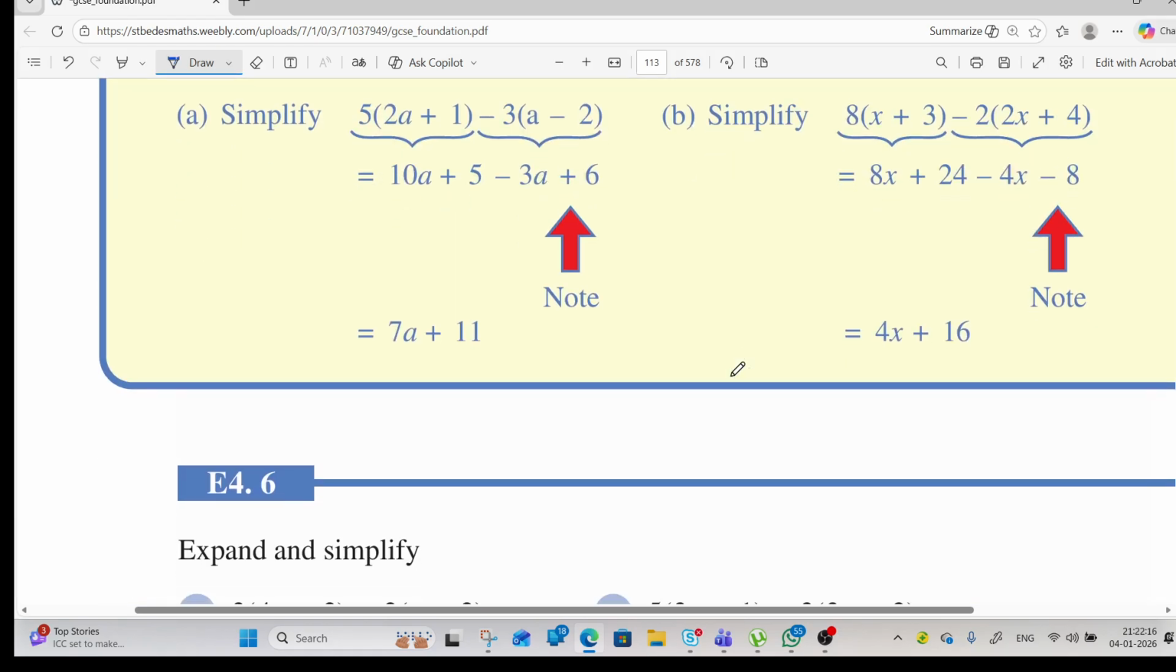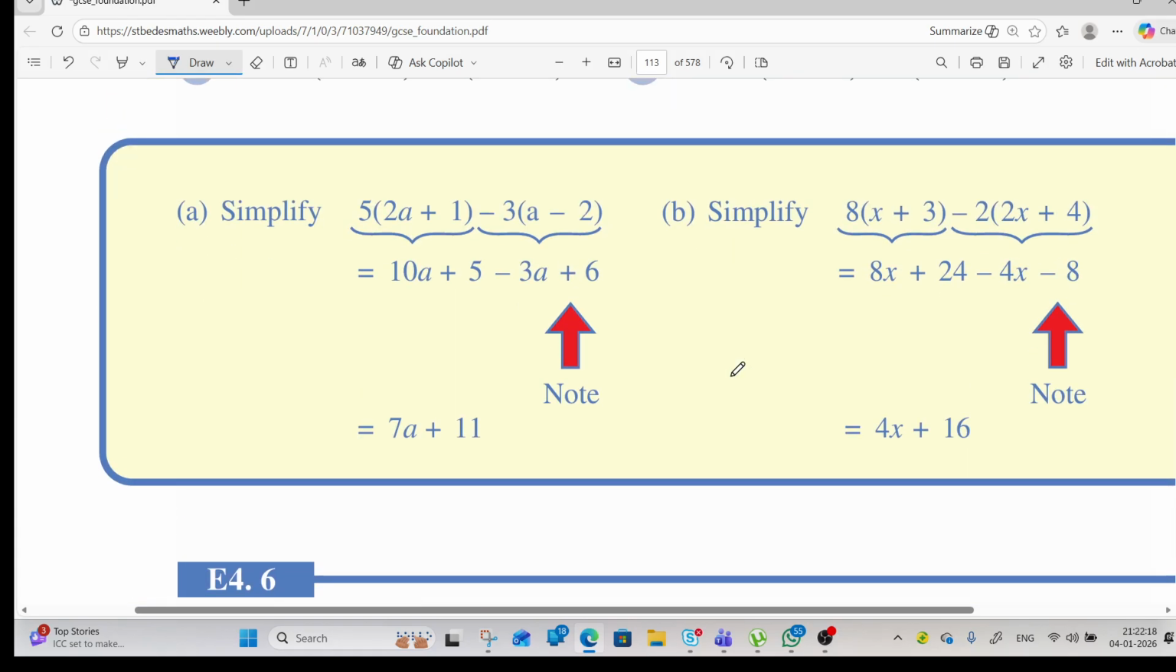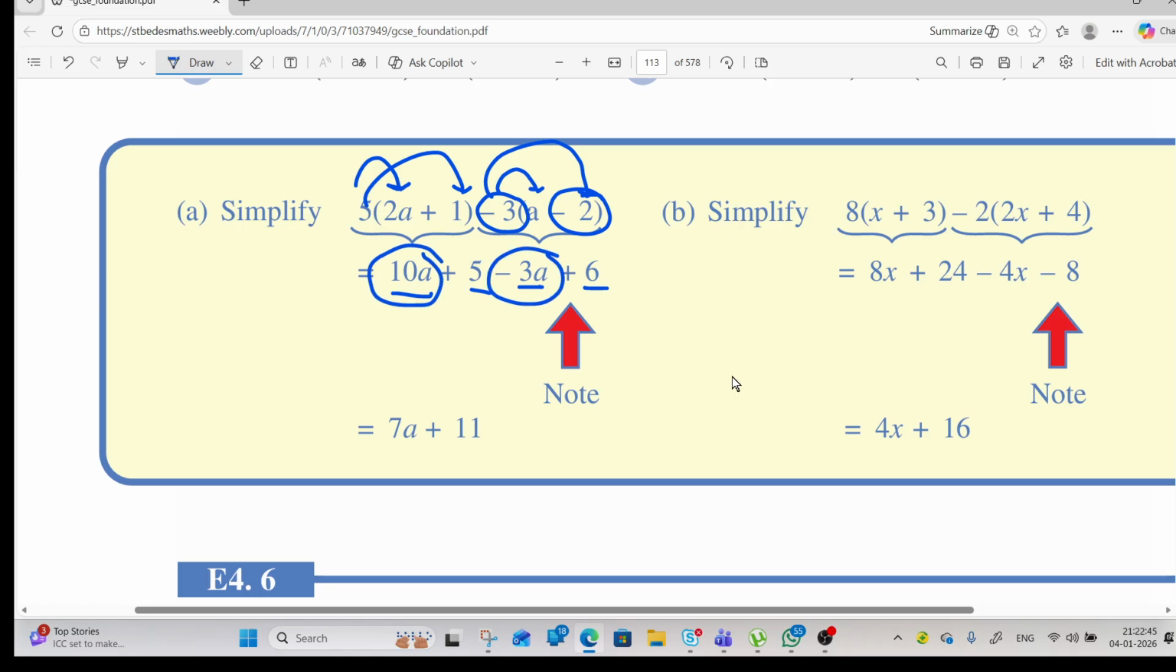Absolutely correct. Now, here if you see, it's the same type of question, but there we are subtracting. So, 5 times 2a is 10a. Then we do 5 times 1, which is 5. Then negative 3 times a is negative 3a. Negative 3 times negative 2, because they both are negative numbers, so we get positive 6, right? Now we make a pair of like terms, 10a and negative 3a. 10 minus 3 is 7. 5 plus 6 is 11. So that's our answer.